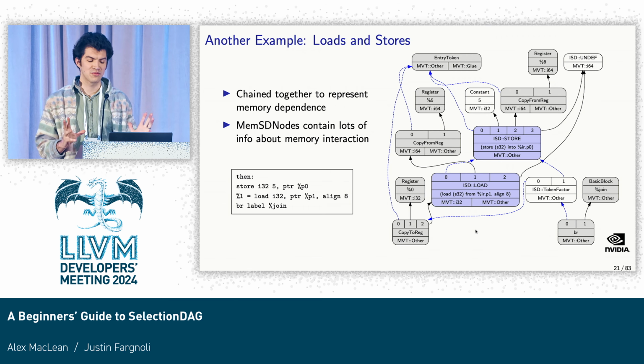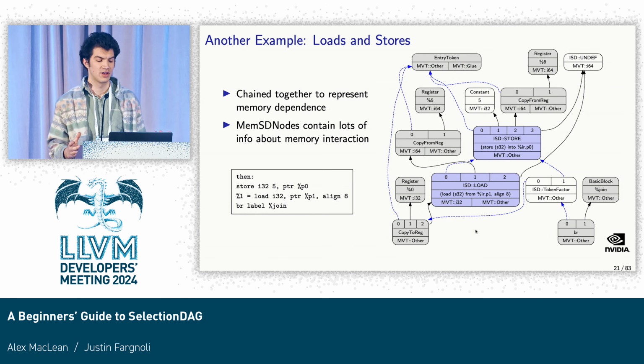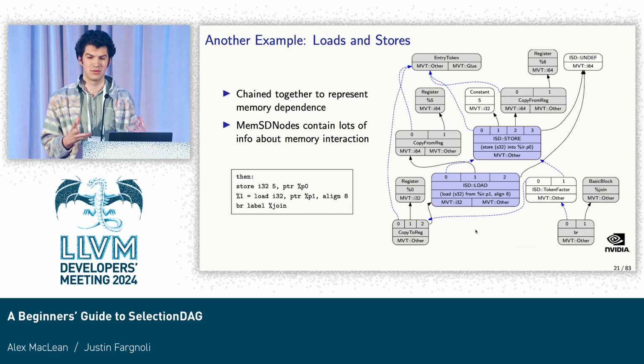All right, let's look at one more quick example before we move on. This is a basic block that stores a constant and then loads a value to be used in some other block. As you can see, the SelectionDAG for this very small example is already getting quite big. I've grayed out a lot of the nodes that we've seen before that aren't really that interesting. Let's take a minute to talk a little bit about some of them.